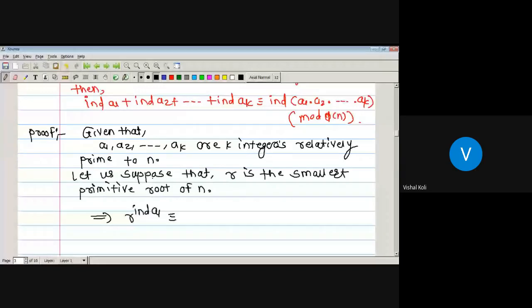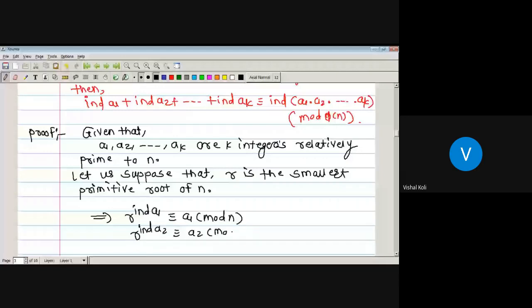R to the power index of A1 is congruent to, जर index A1 कुणाचा आहे modulo तो A1 चा आहे, म्हणजेच तो H आहे, मग तो कुणाला congruent असेल? A1 ला, sir. Similarly, R to the power index of A2 is congruent to A2 modulo N, and up to so on.